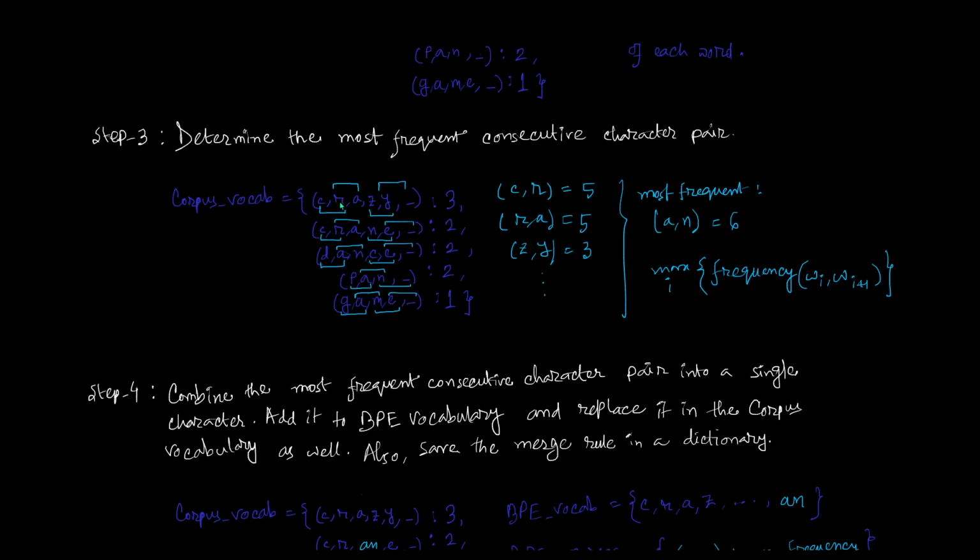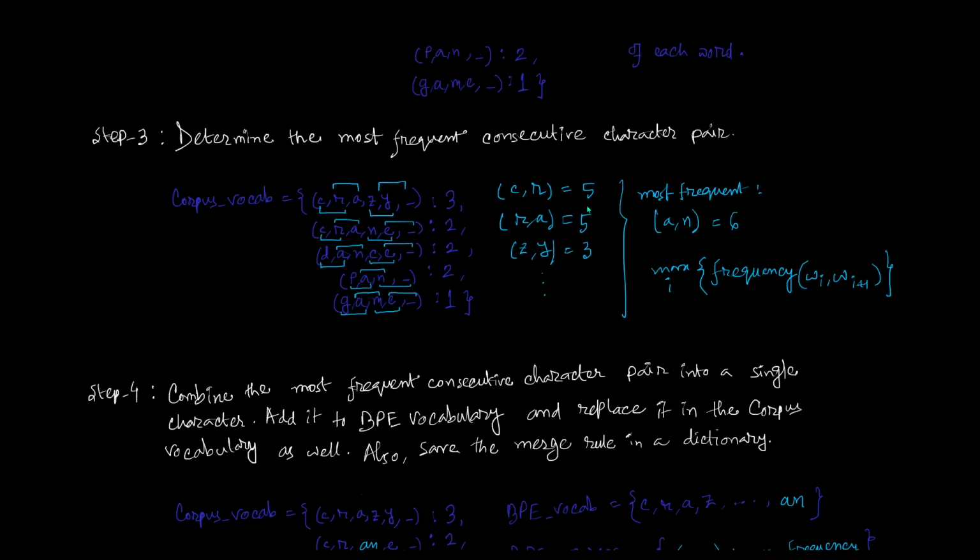What about RA? RA is the same. In crazy RA, in crane RA, but in dance, pan, game, there is no RA. So RA is also 5. ZY has occurred only in crazy but not anywhere else. So that's why for ZY the frequency count is 3.